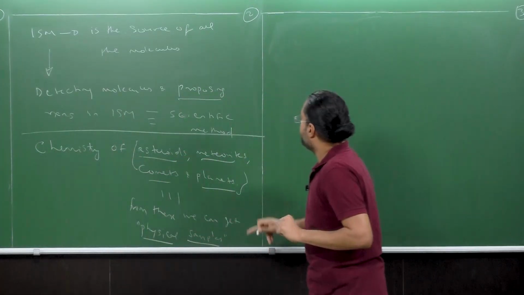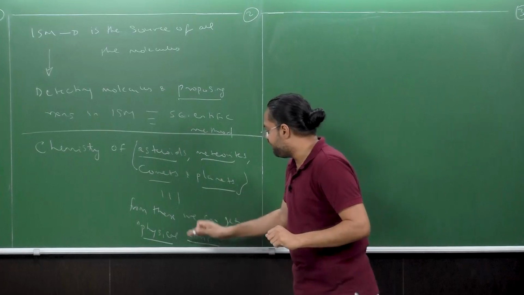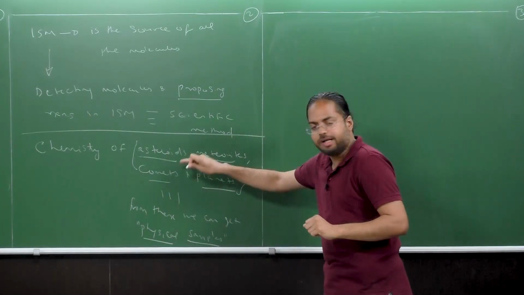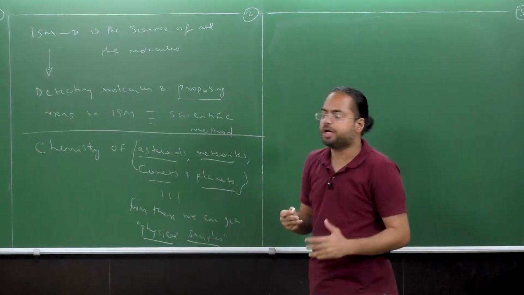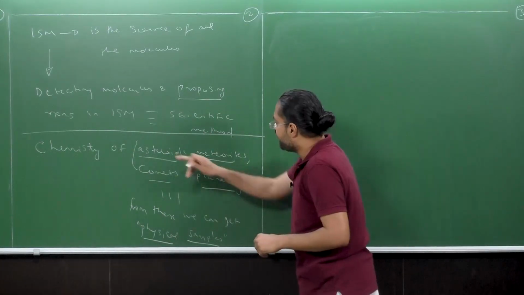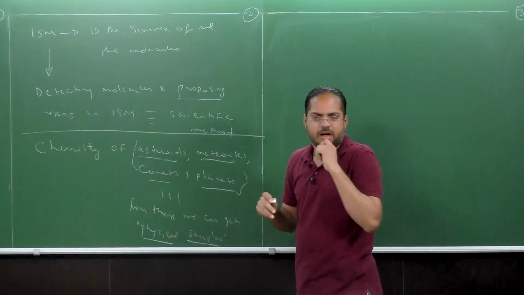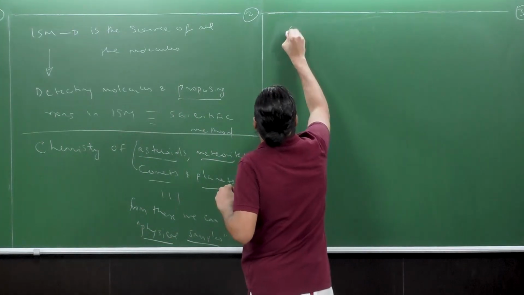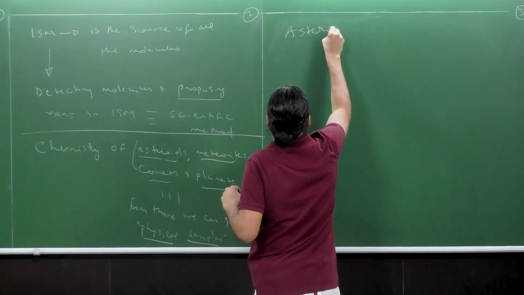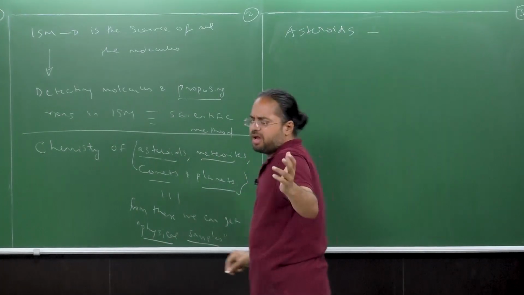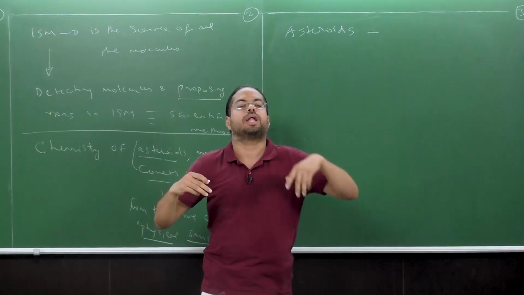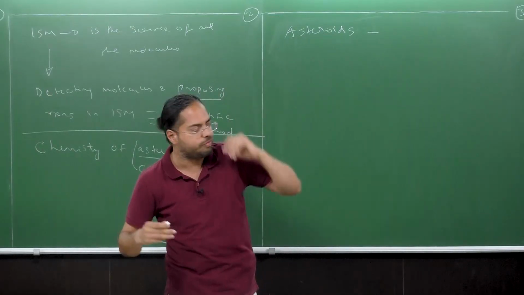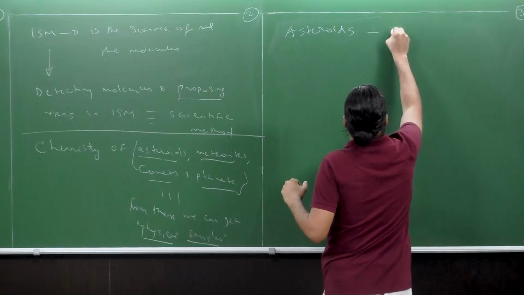Okay. So now, having understood that we can get physical samples from these celestial objects, we'll proceed further. The first thing we shall be looking into is the chemistry of asteroids and meteorites. Now, asteroids, what are they and how are they formed? Well, I'm not going to repeat myself again now. You can go back to lecture 4 or 5.